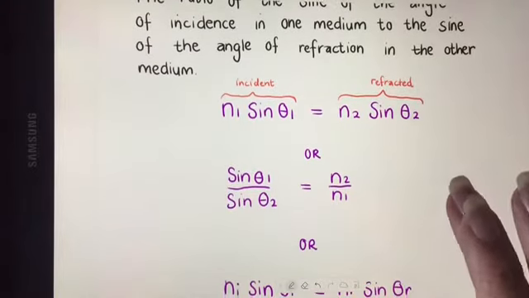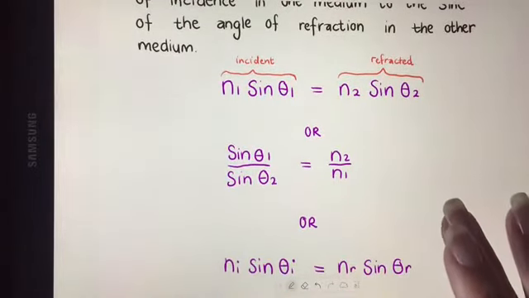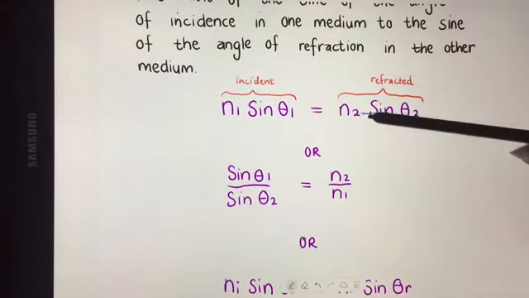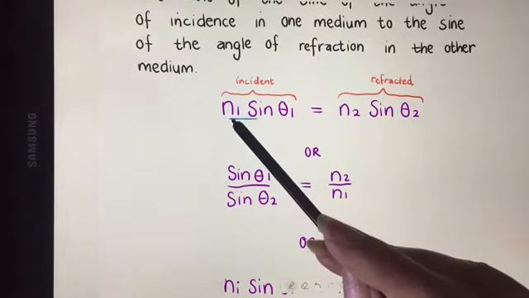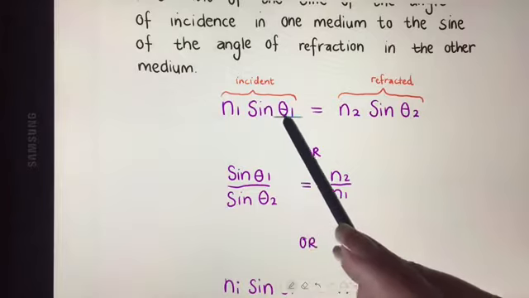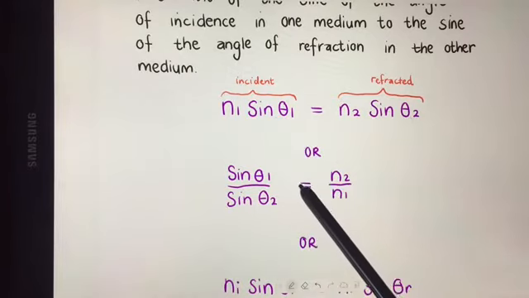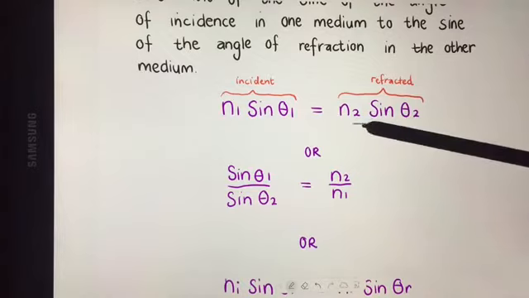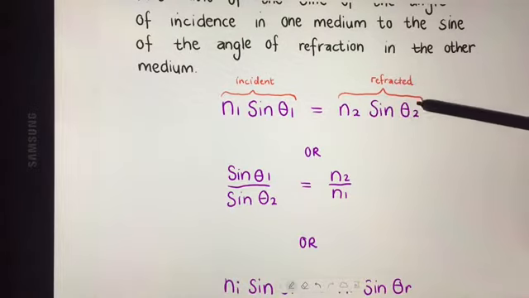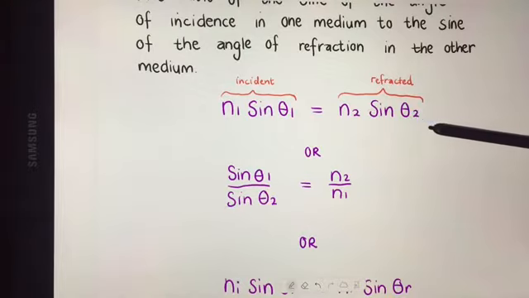The formula for Snell's law, we've got three versions of it. It says n1 sine theta 1 is equal to n2 sine theta 2. What you have to remember here is n1 is the refractive index of the material in which the incident ray is found, and sine theta 1 is the sine of the angle of incidence. This is equal to n2 sine theta 2, where n2 is the refractive index of the material that has the refracted ray, and sine theta 2 is the sine of the angle of refraction.